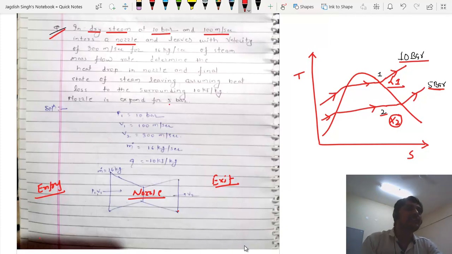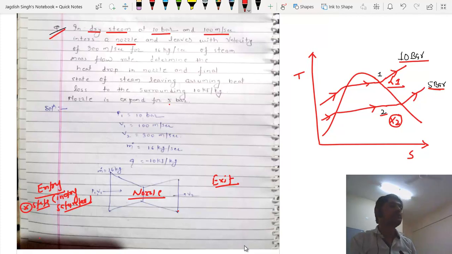nozzle. That means at an entry, what is the state of steam? The state of steam is dry saturated. Right? This is given. This is a very important thing. What is the state of steam at an entry and exit? This is a very important parameter. So at an entry, the state of steam is dry saturated, and the pressure in this condition is given. This is 10 bar, right, having velocity of 100 meter per second.